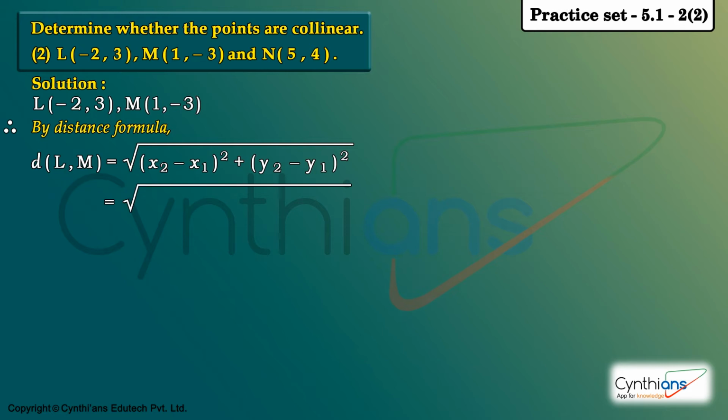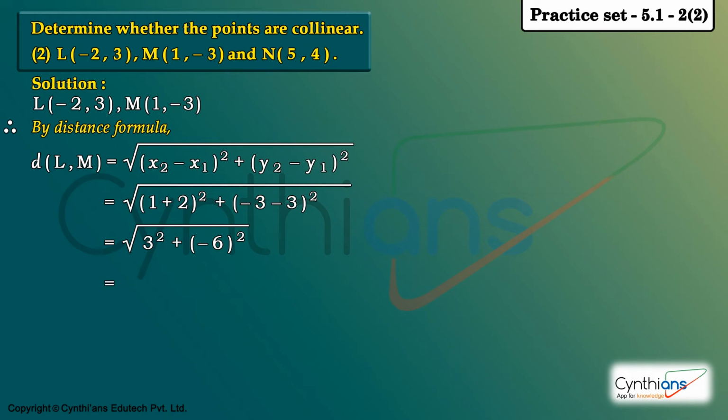Equal to square root of x2 is 1 minus x1 is minus 2. So this is 1 minus into minus 2 the whole square. So I can write this as 1 plus 2 the whole square. Plus y2 is minus 3 minus y1 is 3. So this is minus 3 minus 3 the whole square. Next step, equal to square root of 1 plus 2 is 3. So this is 3 square plus minus 3 minus 3 gives me minus 6. So this is minus 6 square.